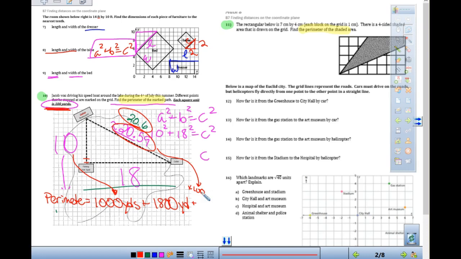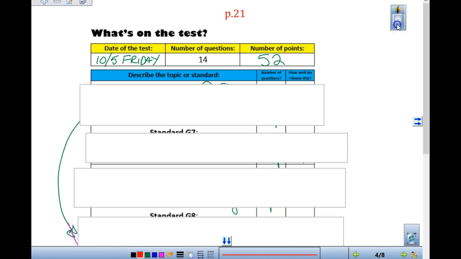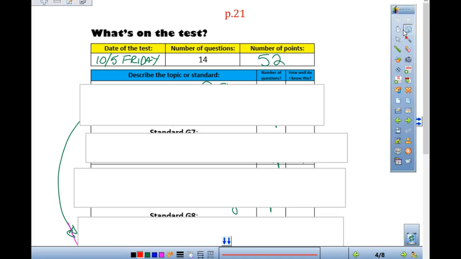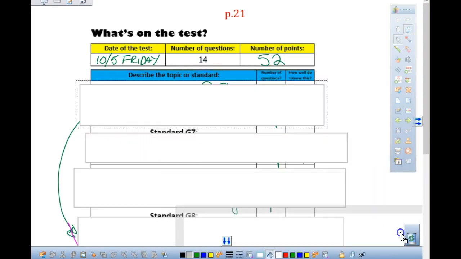Number 11 also asks you for the perimeter. How many Pythagorean theorems did I need to see in number 11? 2. 2 of them. And then you were adding all the sides. Okay? So, I want to talk about Friday. There are 14 questions, 52 points. It will still be out of 100.